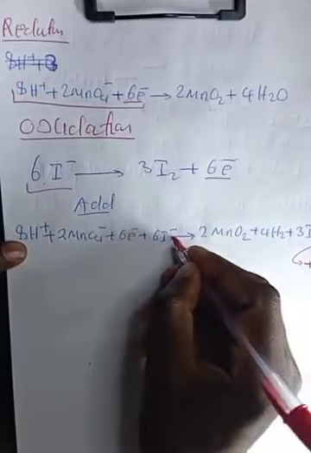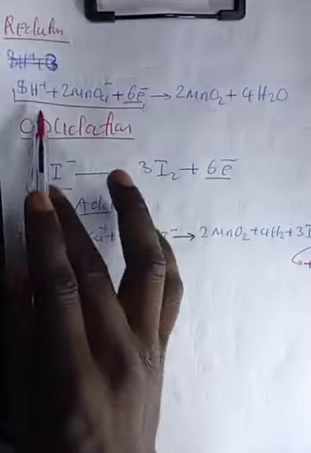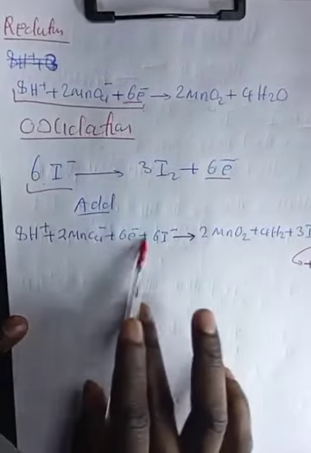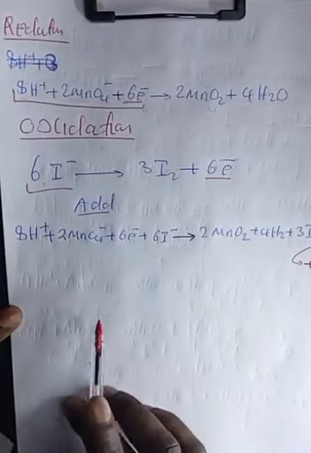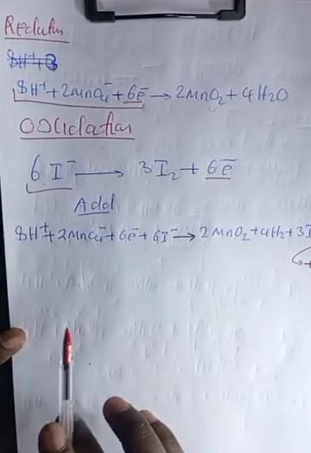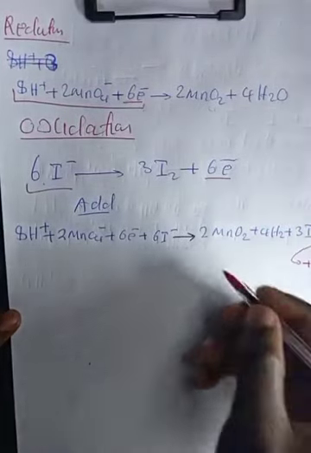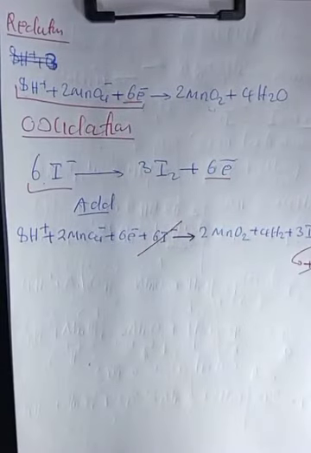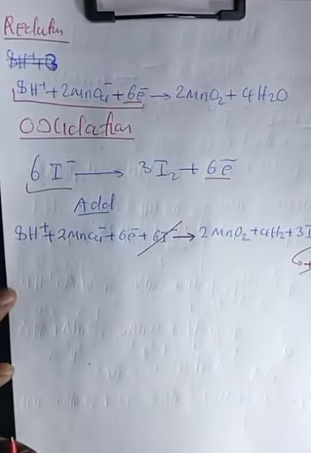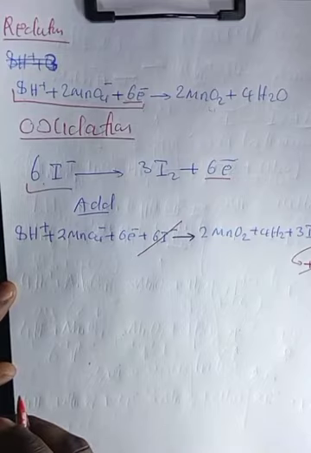So we have added back the two half reactions, meaning we add reactant plus reactant, we write here, product plus product, we write there. After this, we have to cancel what is common. If you check, we have 6 electrons here and 6 electrons there. Then anything else common? I don't think we have any.